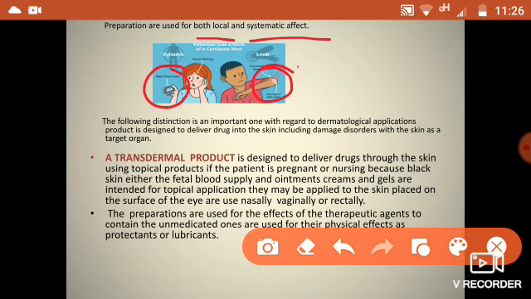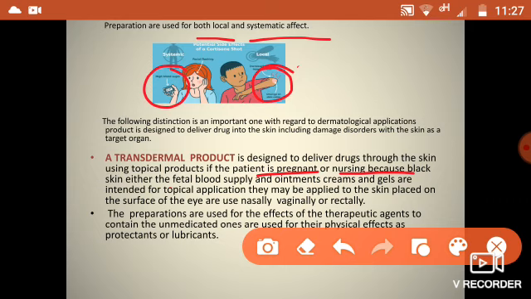What is a transdermal product? As the name indicates, dermal means skin, and transdermal, the drug which cannot penetrate or be absorbed into the skin, so the effect is only produced on the topmost layer. So the other name is transdermal and the first one is topical. It is designed to deliver drug through the skin using a topical product. The conditions we have studied, pregnant or nursing, because the fetal blood supply may be disturbed by the use of systemic ointment. This is the most important point you have to mention in your exams also.